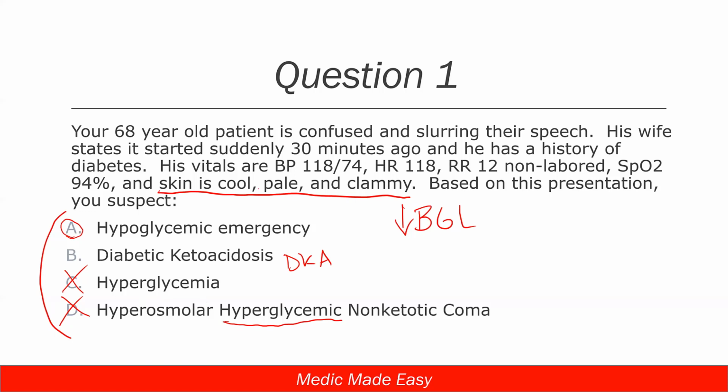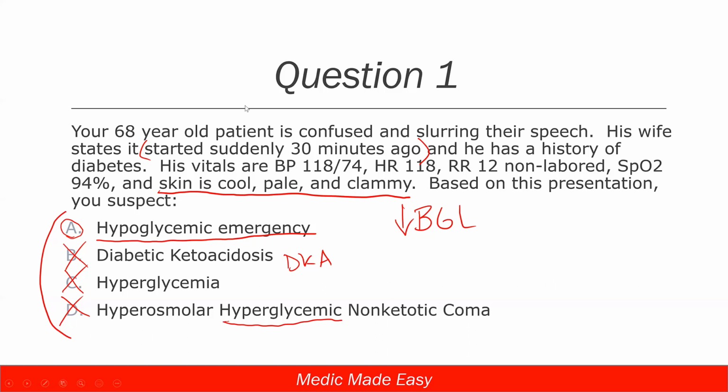Okay. And then the other big variable of this one is it says it started suddenly 30 minutes ago. A more rapid, sudden onset further helps support hypoglycemia as the issue. DKA is a high blood sugar problem with a slower onset. Hyperglycemia is high blood sugar, slower onset. Hyperosmolar hyperglycemic non-ketotic coma is slow onset. So none of those other three, B, C, and D, developed in the last 30 minutes. Low blood sugar did.